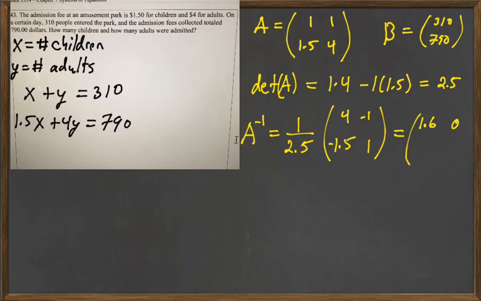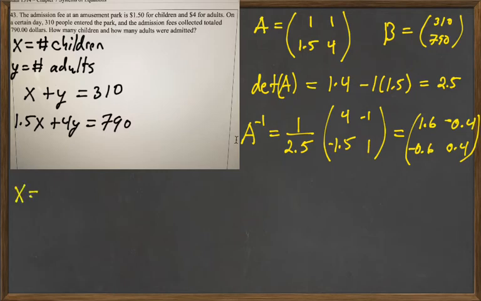So 4 divided by 2.5 was 1.6. Negative 1 divided by 2.5 was negative 0.4. Negative 1.5 divided by 2.5 was negative 0.6. And then 1 divided by 2.5 was 0.4. I don't really want to deal with repeating decimals. It gets too messy. But in this case, we got nice decimals.